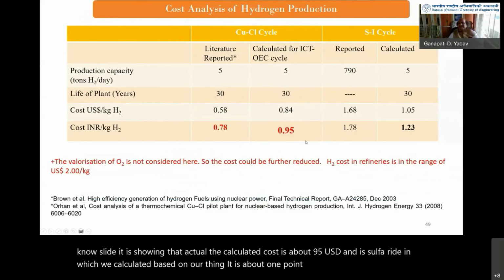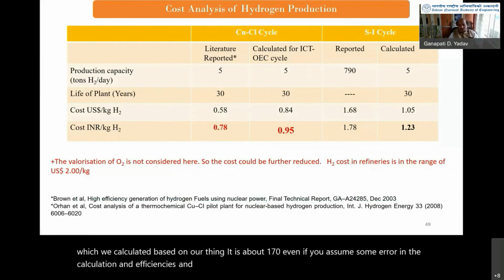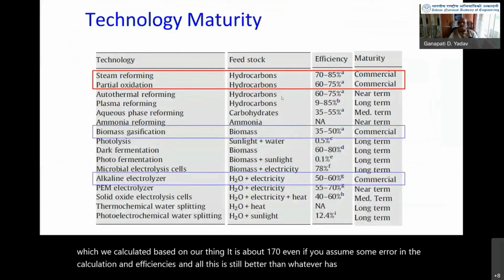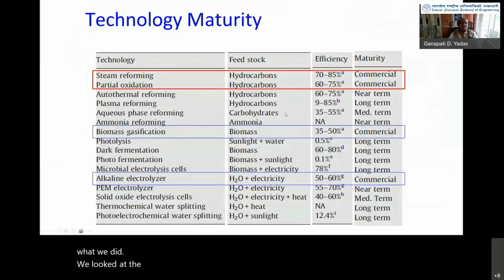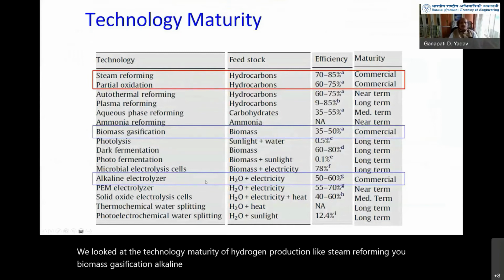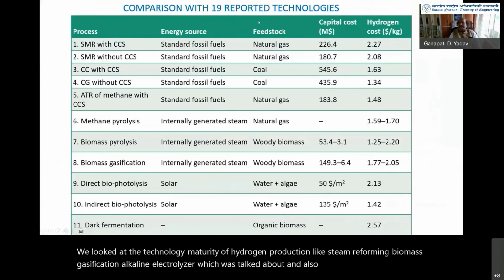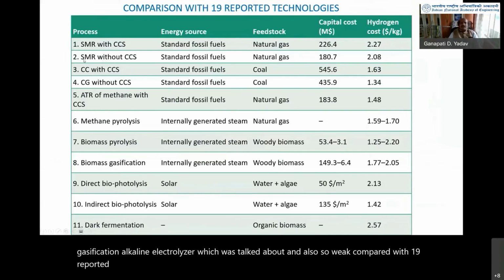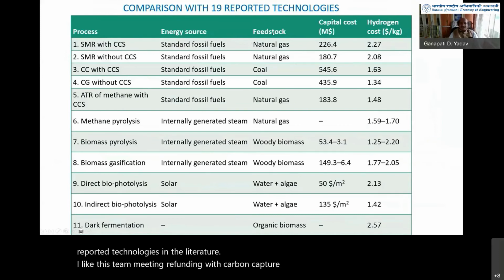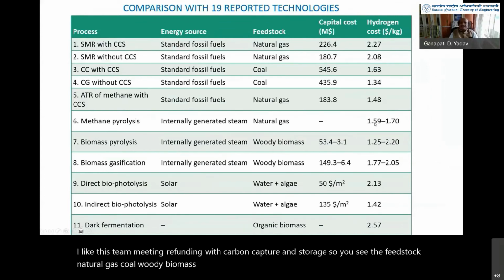Even if you assume some error in the calculation and efficiencies and all, this is still better than whatever has been reported. So what we did, we looked at the technology maturity of hydrogen production, like steam reforming, biomass gasification, alkaline electrolyzer, which was talked about. And we also compared with 19 reported technologies in the literature, like steam methane reforming with carbon capture and storage. So you see the feedstock: natural gas, coal, woody biomass, everything else, including algae. And you see this is the cost of hydrogen which is given.